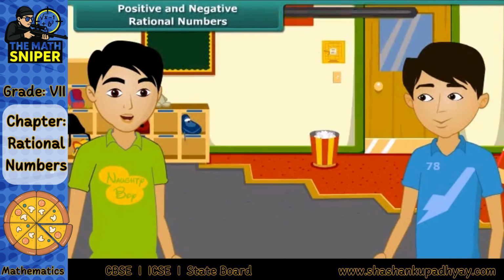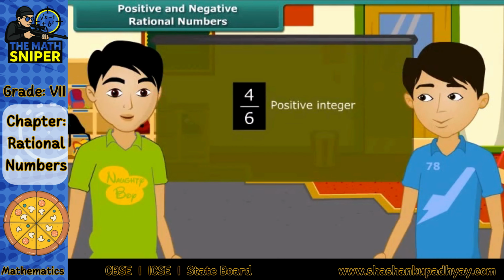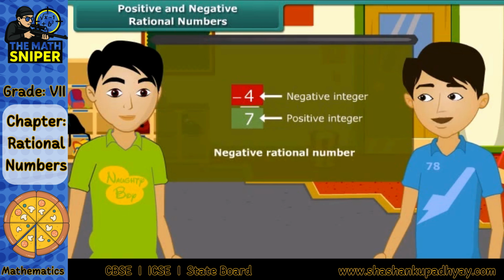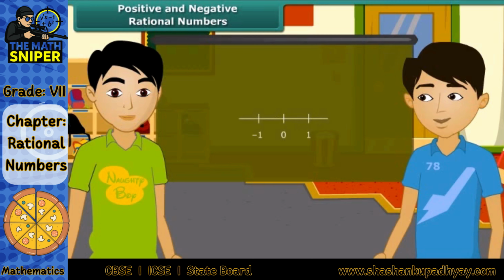Do you know what we call a rational number which has positive numerator and positive denominator? That rational number is called a positive rational number, I guess. And what are the negative rational numbers? When the numerator is a negative integer and the denominator is a positive integer. For example, -4/7. How do we represent a rational number on a number line?